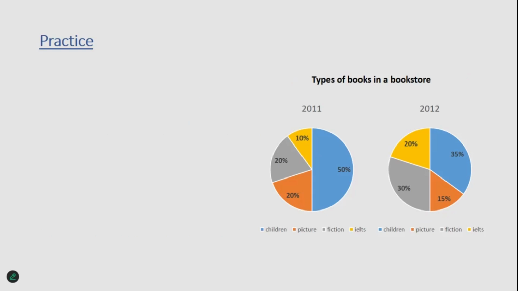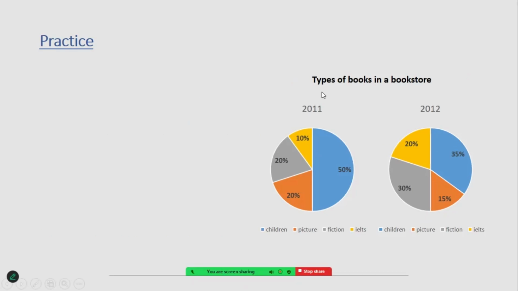This is a typical pie chart. They will be comparing 2 pie charts from this year to another one. In this case, we talk about pie chart in the past. So remember to put your verb in past tense.